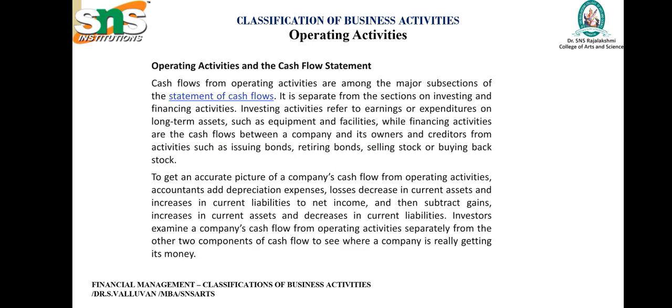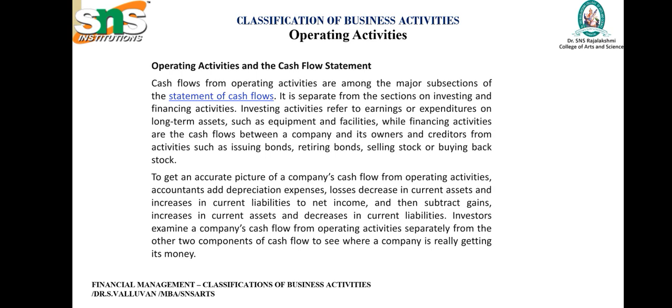Now we move to comparing the operating activities with the cash flow statement. Cash flow from operating activities is among the major subsections of the statement of cash flows. It is separate from the sections on investing and financing activities. Investing activities refer to earnings or expenditures on long-term assets such as equipment and facilities, while financing activities are the cash flow between a company and its owners and creditors from activities such as issuing bonds, retiring bonds, selling stock, or buyback of stock.